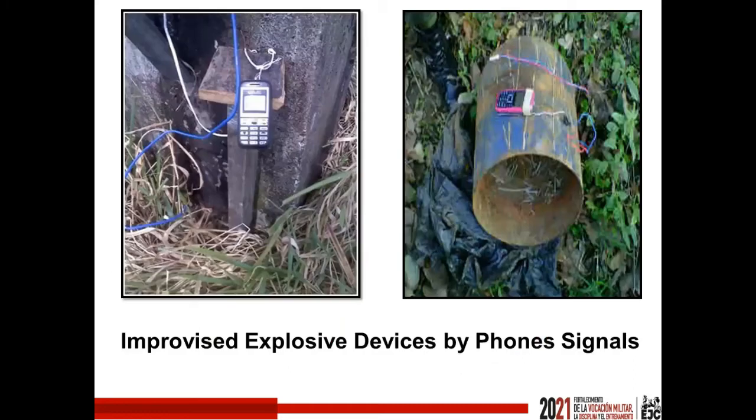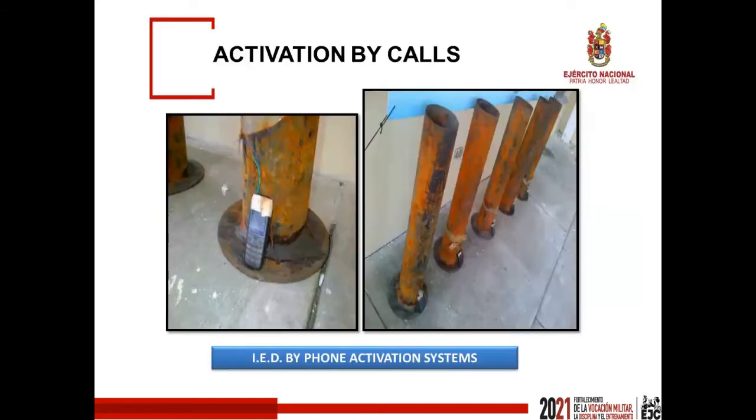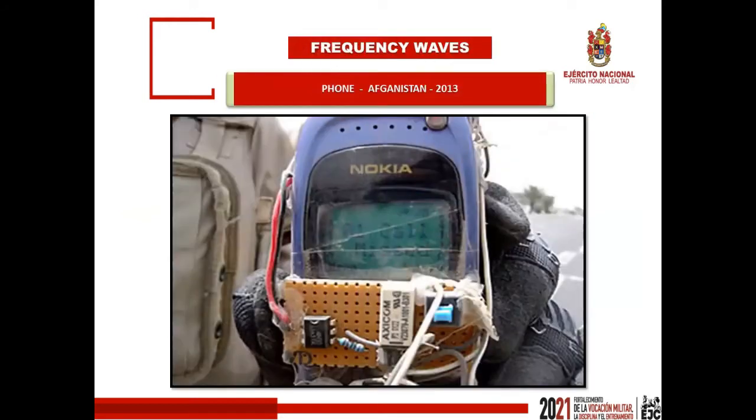Those are examples. On your screen, you can appreciate examples of improvised explosive devices activated by phone signals, in mortars, and in this part we have the phone found in Afghanistan in 2013 with one missed call. The terrorists could activate the charge for the mission.